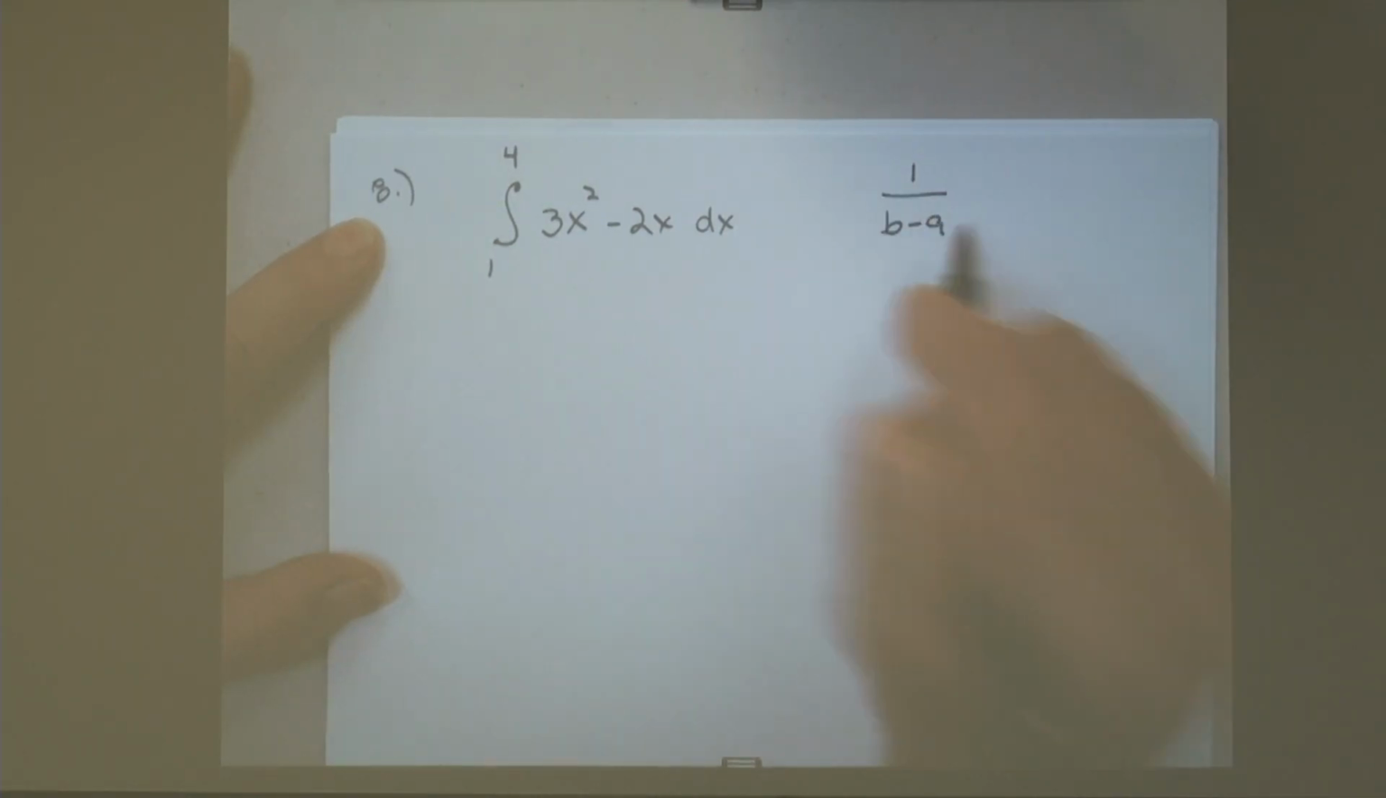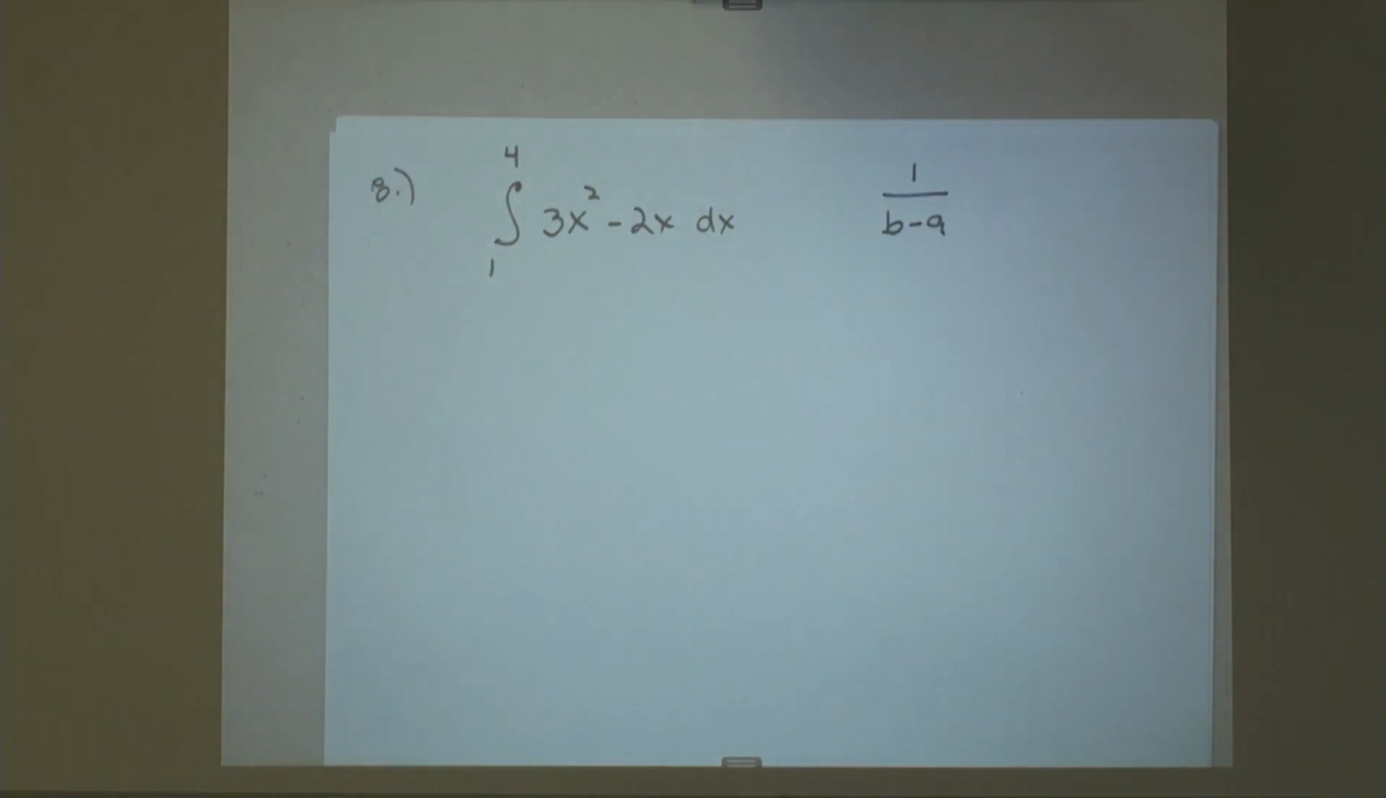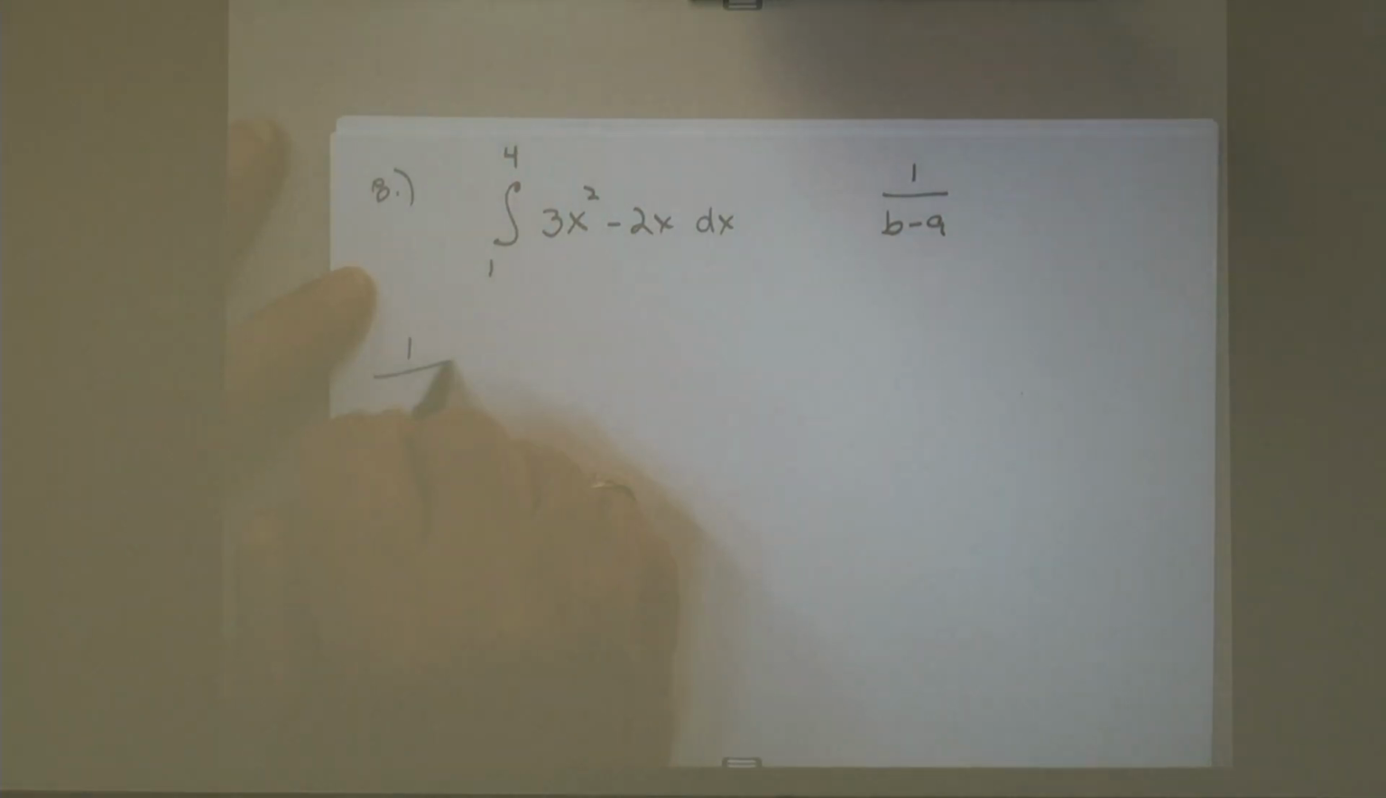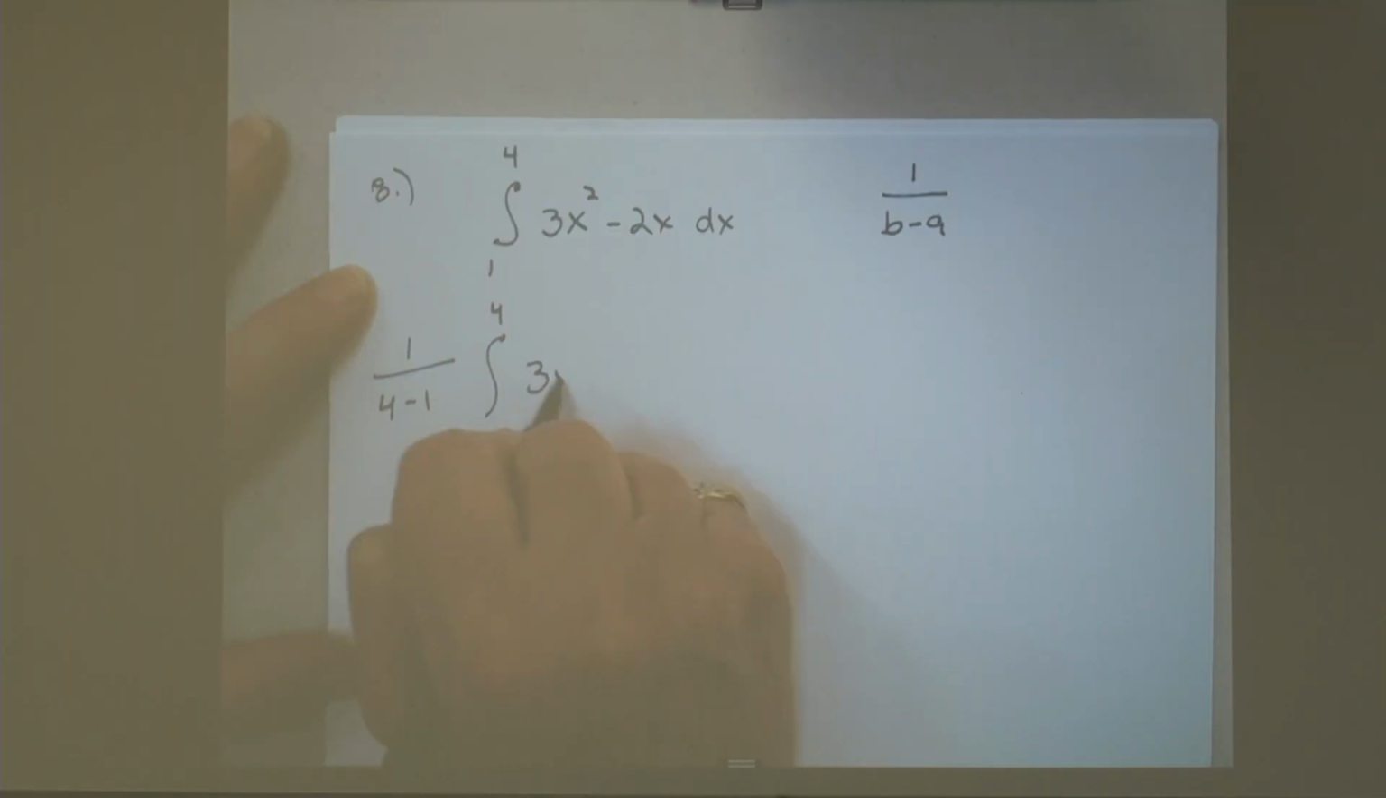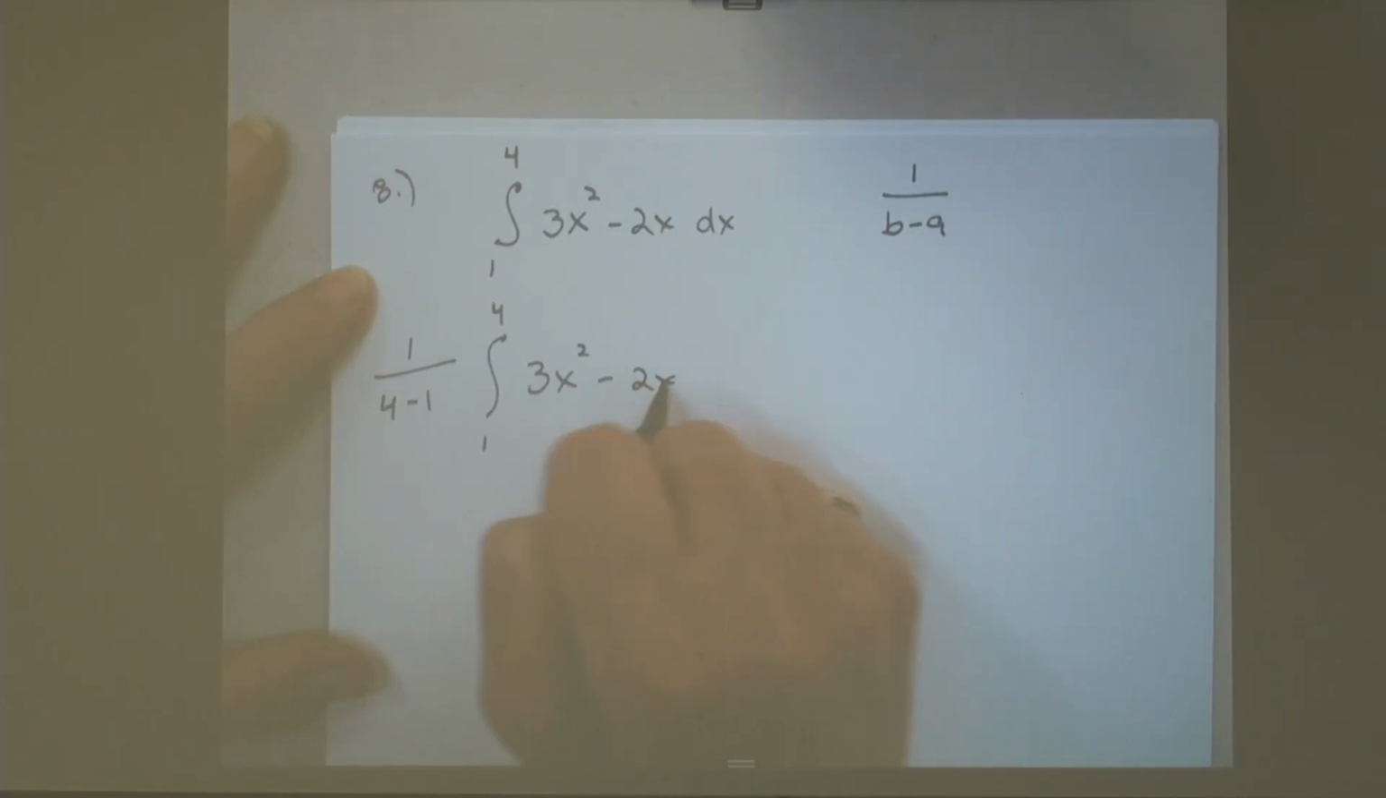So remember, 1 over b minus a. There's your average value. When you integrate this, you're going to find the complete area under the curve, but they want the average. All right. So I've got 1 over 4 minus 1 times the integration from 1 to 4 of 3x squared minus 2x dx.